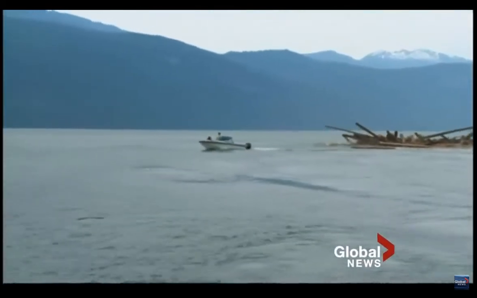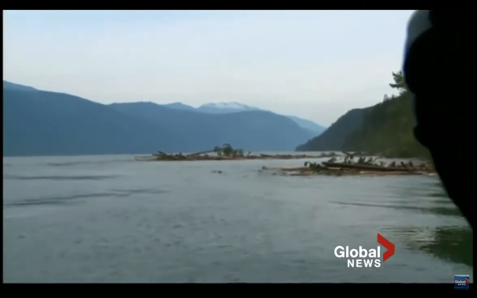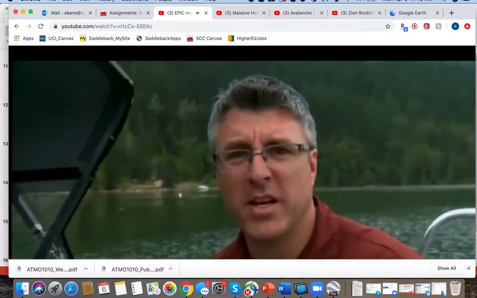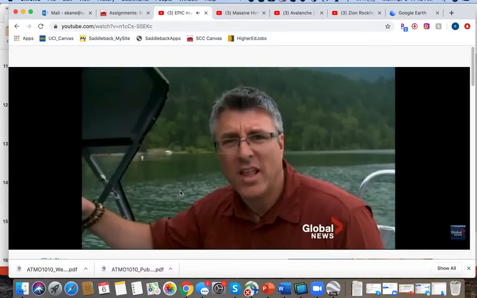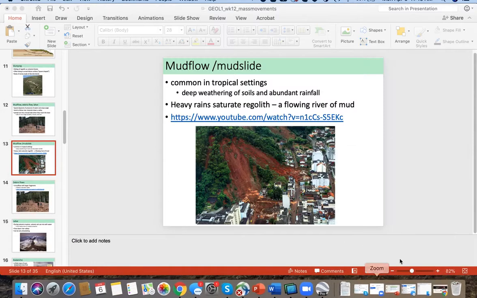But you'll notice that the water and the mud, whew, that was close, follow what was already a stream. So that was already the way that the water flowed from the top of that mountain into this lake. And all of this material now followed down that valley as well with the water. So that could have been really bad. They didn't have a lot of time to get away. Thankfully everybody's okay. Okay, so that was a really good example of a mud flow.